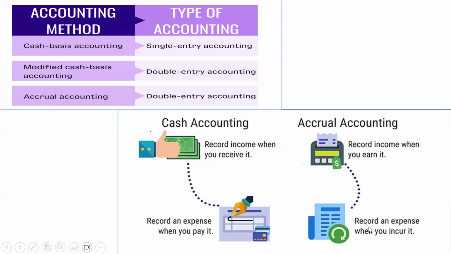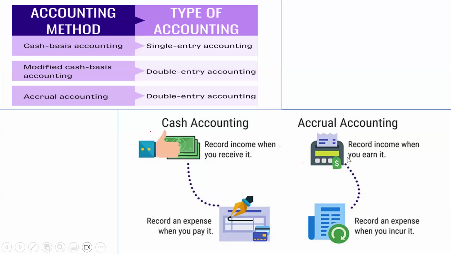Let's say in April we got some raw material, some purchases from XYZ. We will record it in the books of accounts. In the books, we consider that in April we bought some material from XYZ. We are liable, we have to pay. That is an expense for the month of April.